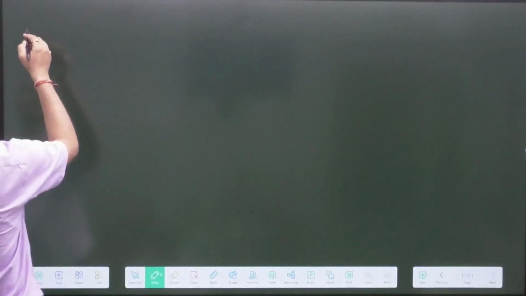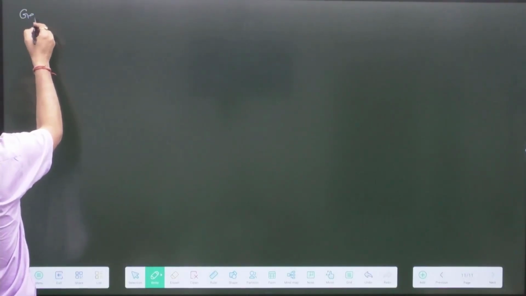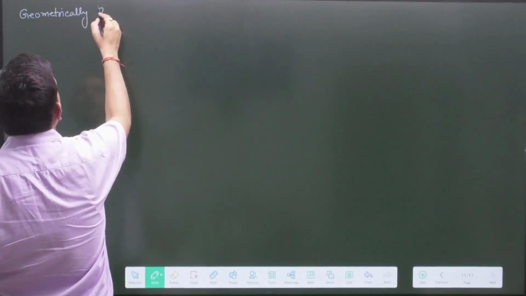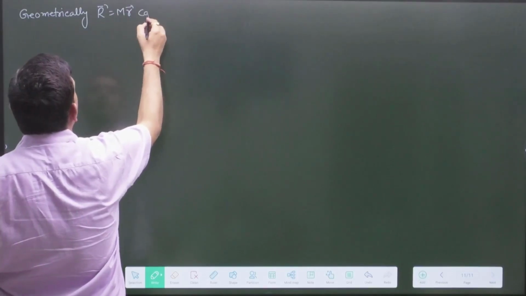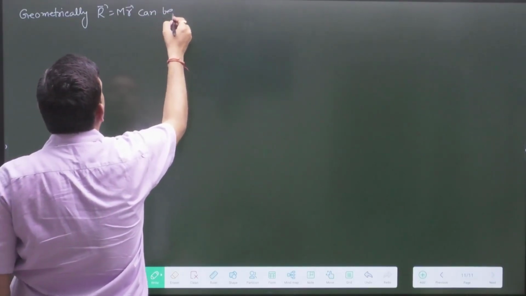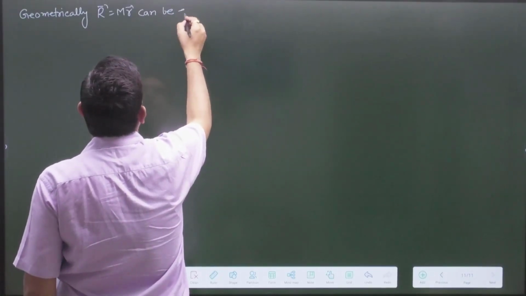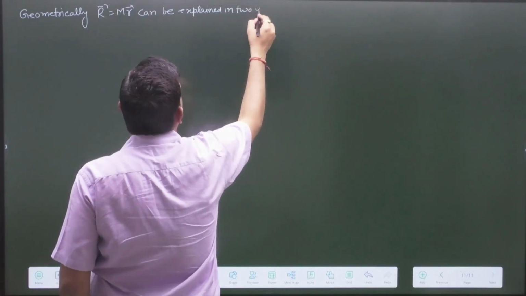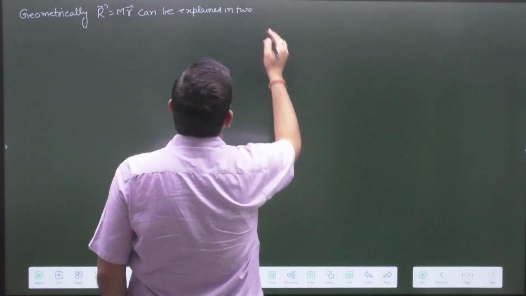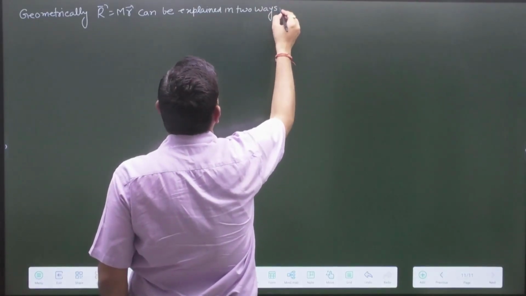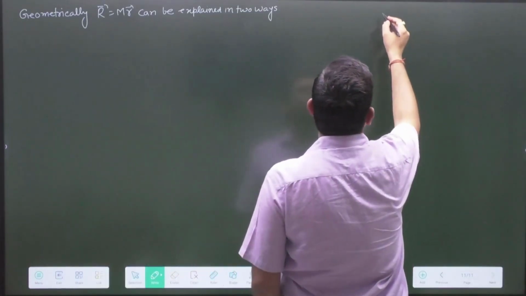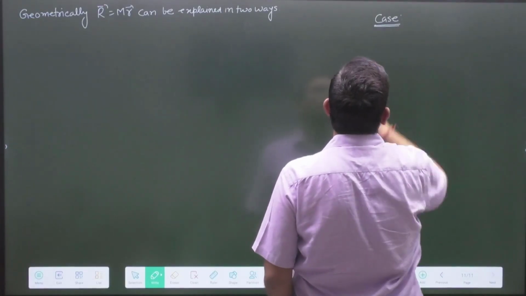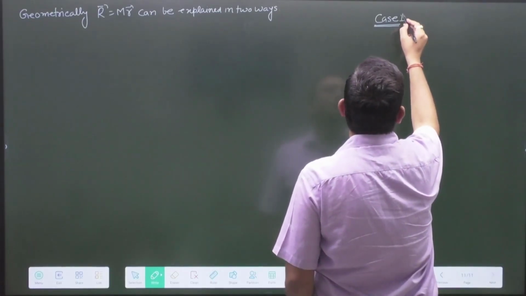Now, geometrically, R is equal to M r can be explained in two ways. So I am first considering case 1.